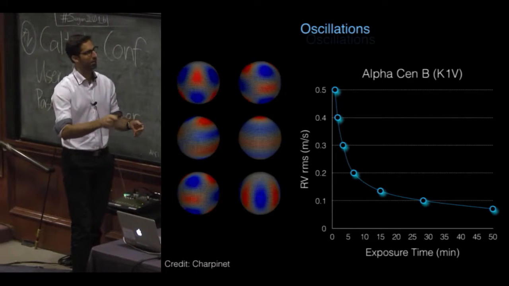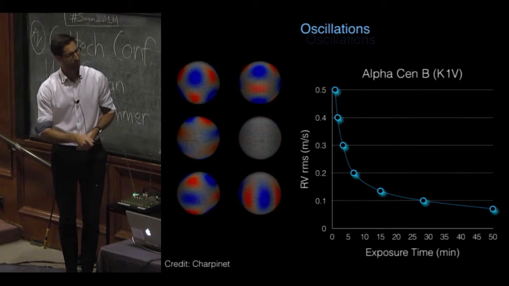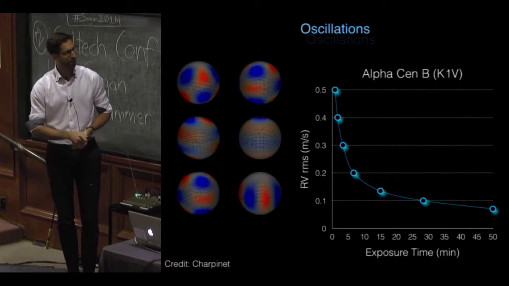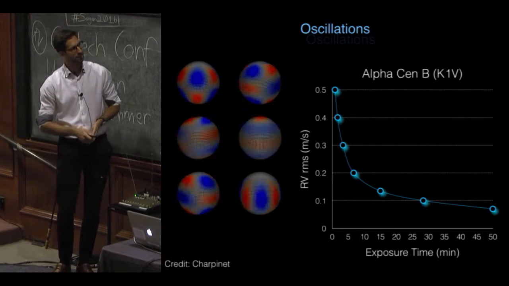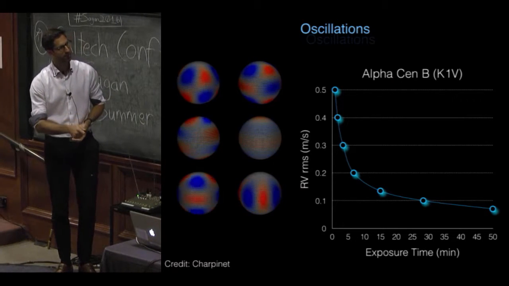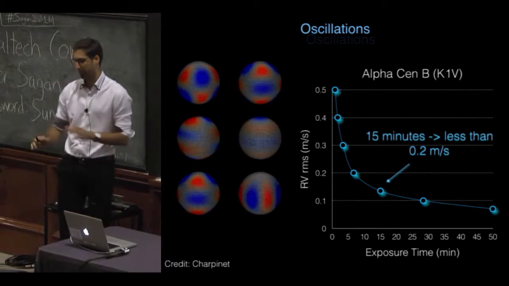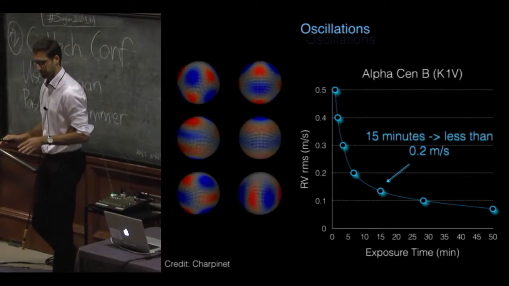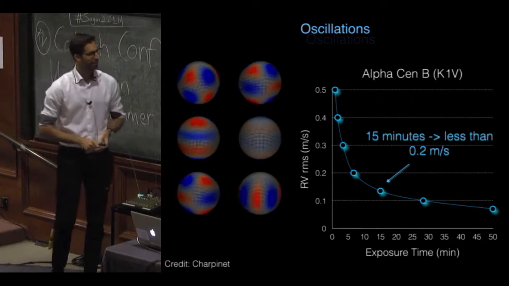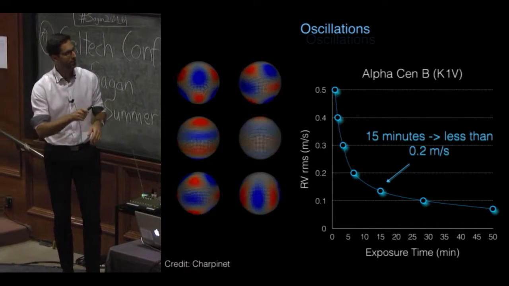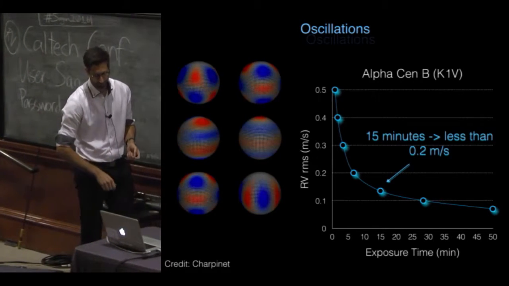So here you have the radial velocity RMS of the star, and here you have the exposure time of the measurement. If you do a very short exposure time, a minute, you are at about 50 centimeters per second due to the oscillation. And then if you increase your exposure time, you see that you go down quite fast. Basically, after 15 minutes, you're at a level that is smaller than 20 centimeters per second. So if you want to detect an Earth, it's still a big problem. But at least in our case, where we have a meter per second precision, we can just increase our exposure time, and we can mitigate the effect of oscillation.